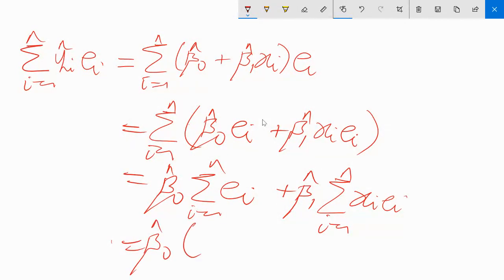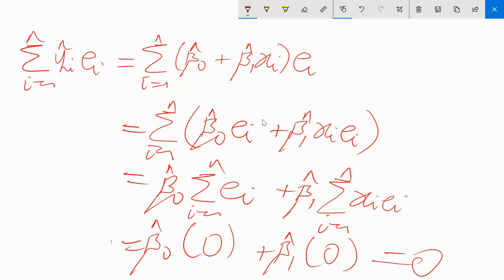In the morning, I proved that the summation of ei is equal to 0. Less than 2 minutes ago, I proved that this is equal to 0. So you have this multiplied by 0 plus this multiplied by 0, and that will give us 0. So it's easy for me because I did this in the morning, and I just did this now.